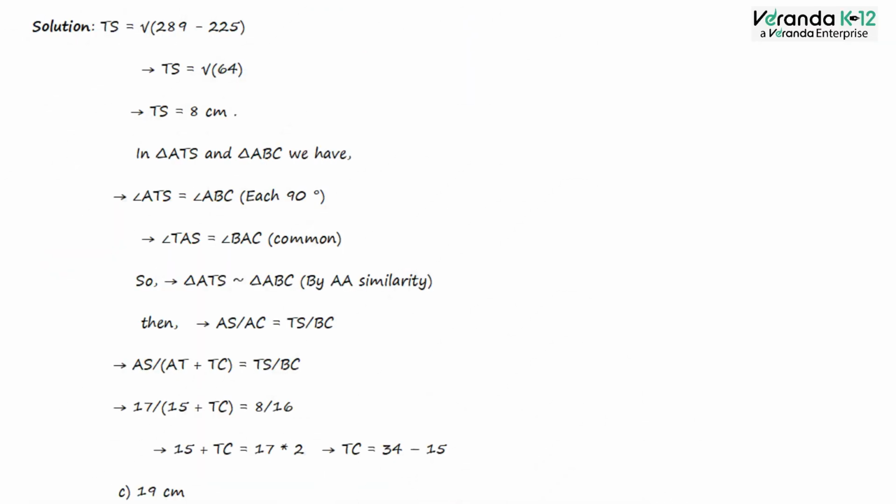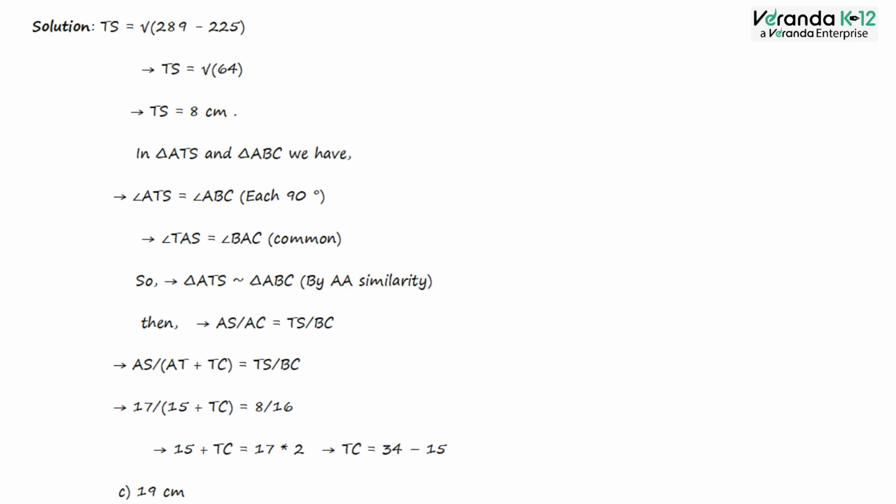Solution. By using Pythagoras theorem, we will get the length of TS is equal to square root of 289 minus 225, which is root 64. Therefore, the length of TS is equal to 8 cm. Now, taking triangle ATS and triangle ABC, we have angle ATS is equal to angle ABC, both are 90 degrees. Angle TAS is equal to angle BAC, which is common. So, triangle ATS is similar to triangle ABC by AA similarity.